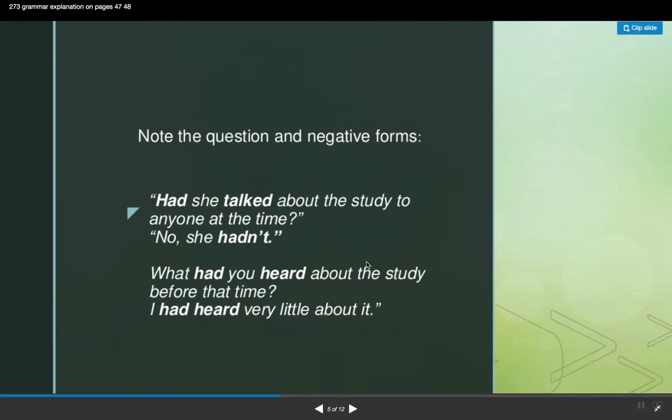And note the question in negative forms. Had she talked about the study to anyone at the time? No, she hadn't. What had you heard about the study before that time? I had heard very little about it.